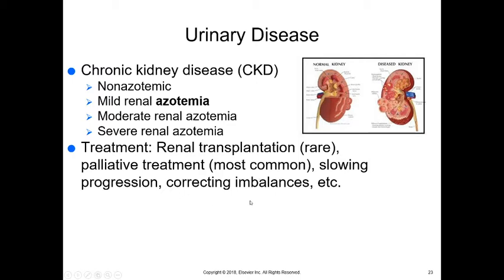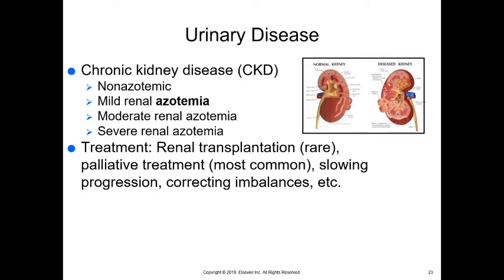We can use palliative treatment. There is no cure for chronic kidney disease, so palliative means we keep them comfortable, and that's the most common thing. What we do is slow the progression by correcting imbalances. The normal kidney filters out a lot of different things, maintains blood pressure, and maintains electrolytes. If it's not doing its job, then we have to do it from the outside.